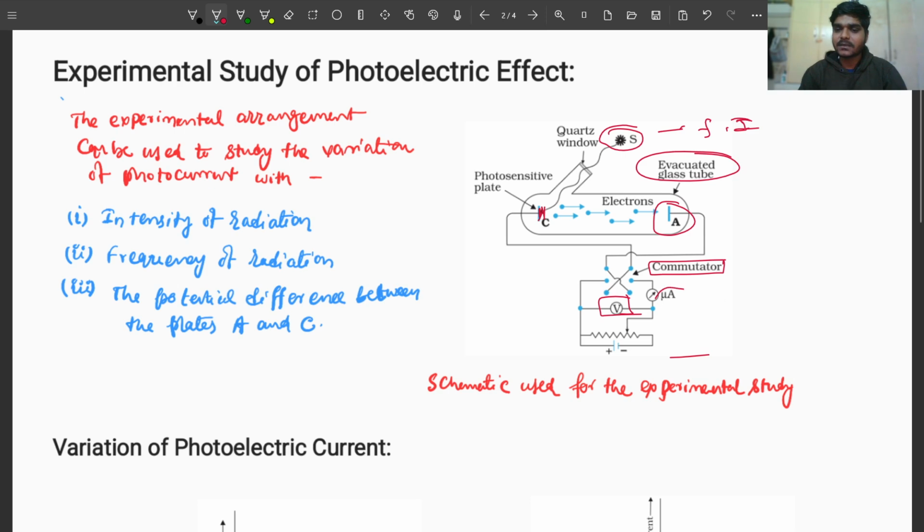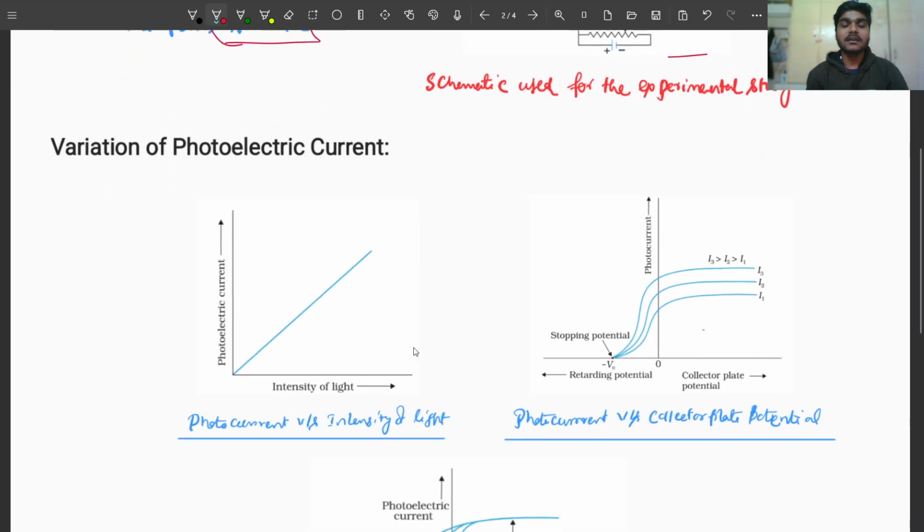And there is an ammeter, which is used to measure the current. If any electrons are ejected from the C plate and collected at the A plate, then we will get a current. From that we can say that the photoelectric effect is observed. Okay, so this experimental arrangement can be used to study the variation of photocurrent with different parameters like intensity of radiation, frequency of radiation, and the potential difference between the A and C plates. Let's see what graphs are obtained from this experiment.